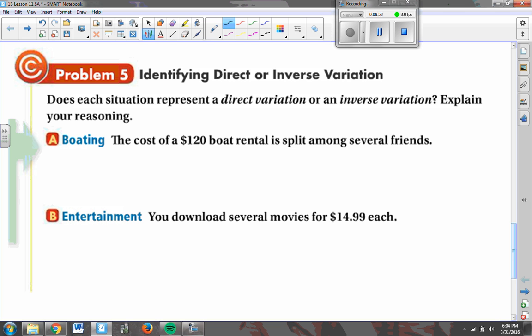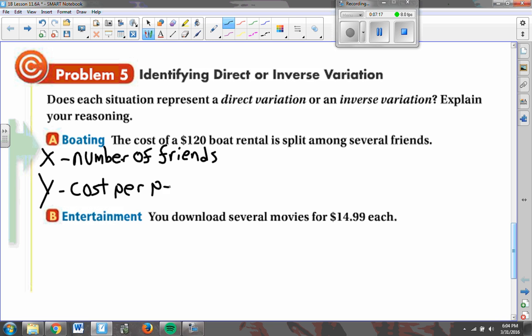So let's think about our x and y variables here. X could be the number of friends, and y could be cost per friend, or cost per person, what everybody's going to owe, because we know the total is going to be 120 every time. Right?